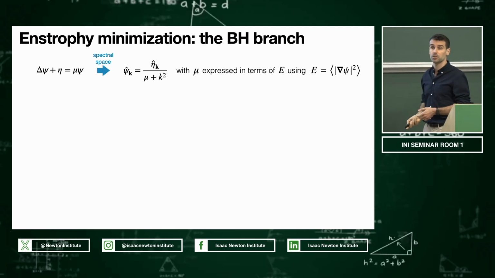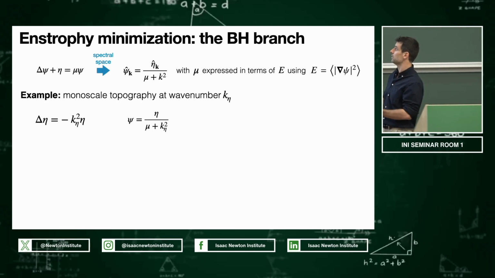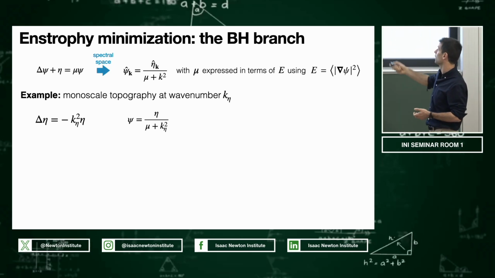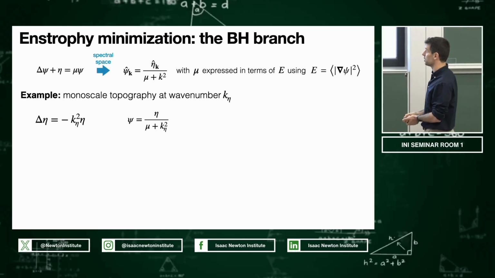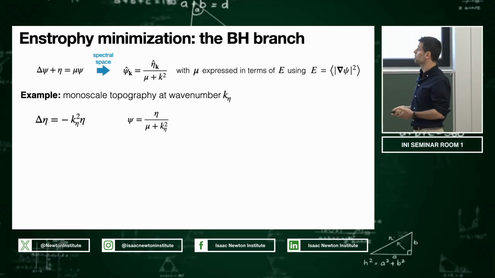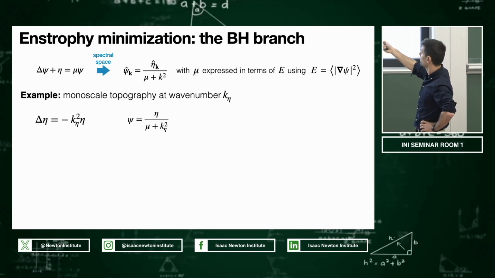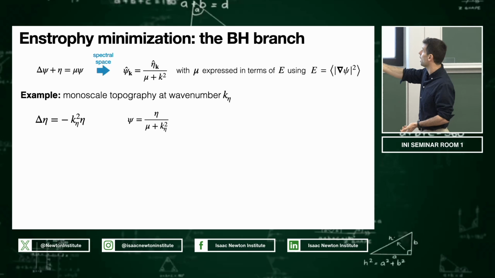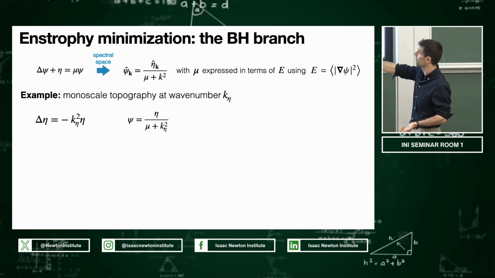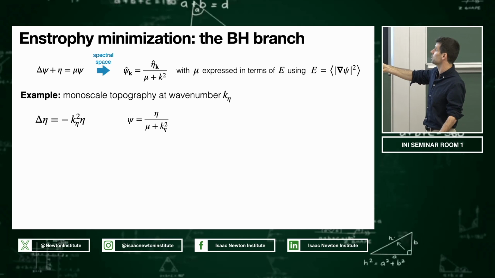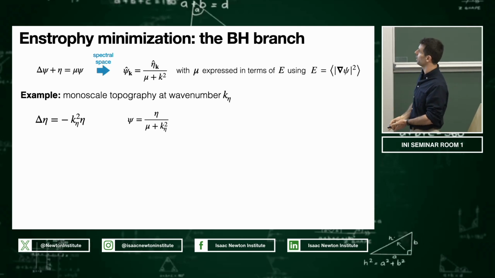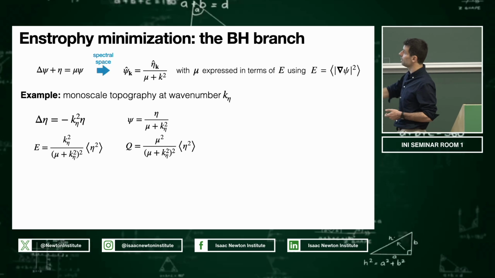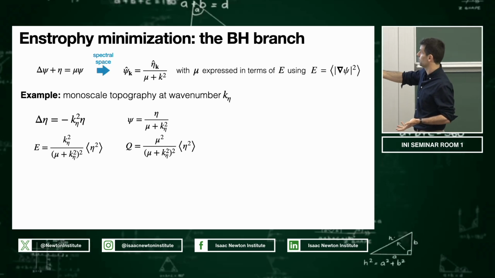Let me show you how that works for a monoscale topography, which I will use as an example throughout the talk and also to make the direct numerical simulations. Now, that's not a necessary assumption, it just makes the computations easier. So for monoscale topography at a wave number k eta, the Laplacian of eta is just minus k eta squared times eta. So psi becomes eta over mu plus k eta squared, because the Laplacian of psi is also minus k eta squared times psi. Okay, from this expression of the stream function, I can compute E, I can compute Q, right, the energy and the entropy. You get this expression for the energy, this expression for the entropy.